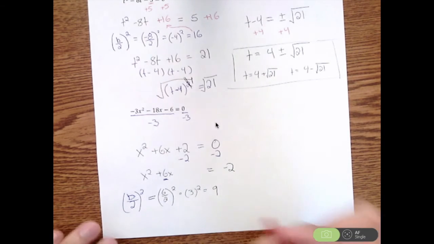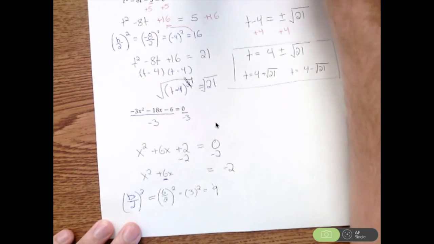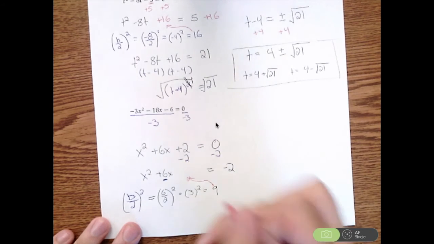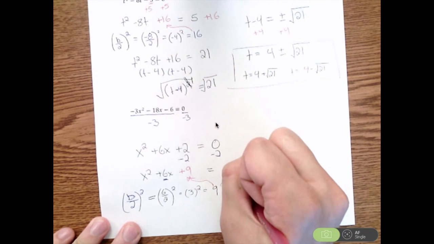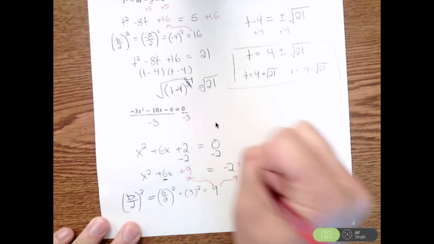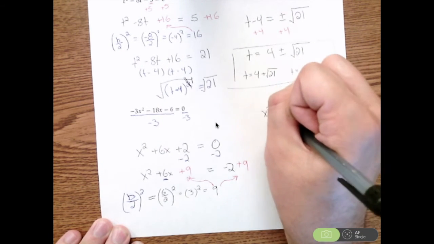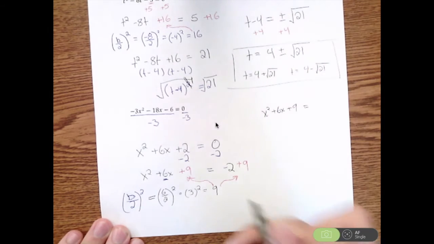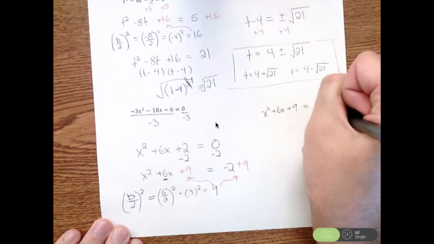I'm going to take that 9 and plug it in to that spot right there. So I'm going to add 9. If I add it to one side, I have to add it to the other side. So I have to add 9 over here as well. So looking at what I have, on the left side I have x squared plus 6x plus 9. On the right side I have negative 2 plus 9, which we get positive 7.